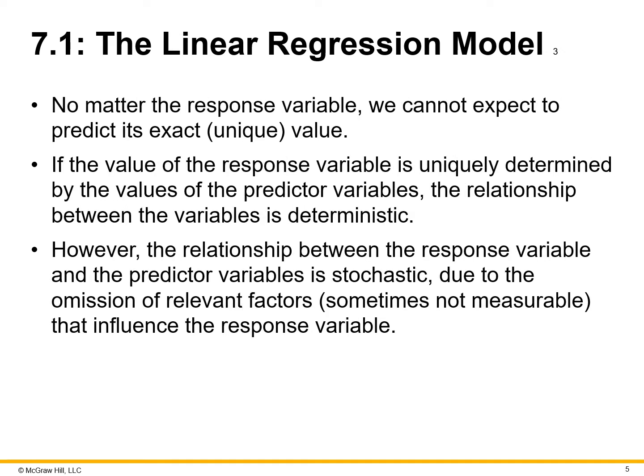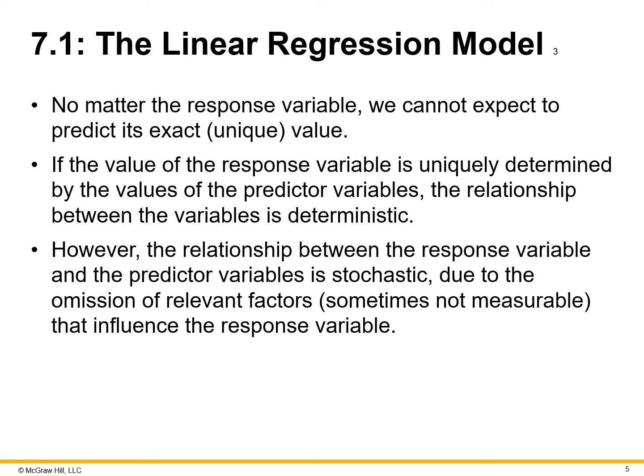In a linear regression model, no matter the response variable, we cannot expect to predict its exact unique value. So it's not going to be 100% finite. We have to look at other characteristics or statistical models that take it a step further to find a more preciseness on likelihood of something occurring. If the value of the response variable is uniquely determined by the values of the predictor variables, the relationship between the variables is deterministic, meaning that there is a correlation, which means we can at least have some assumption that they do have some relation to each other and impact.